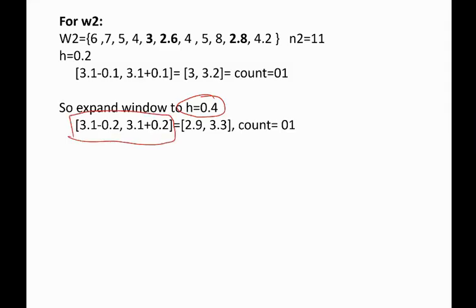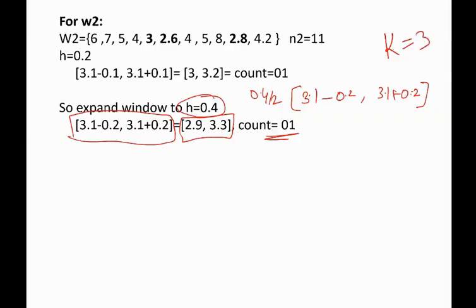I again find the window limits. These new limits are 2.9 and 3.3, so it is 0.4 divided by 2. Remember this: 3.1 minus 0.2 and 3.1 plus 0.2. Whatever window size is given to you, you just divide it by 2 and then find the limits. You will find the count is still 1. This is not sufficient because I am in search of k equal to 3.